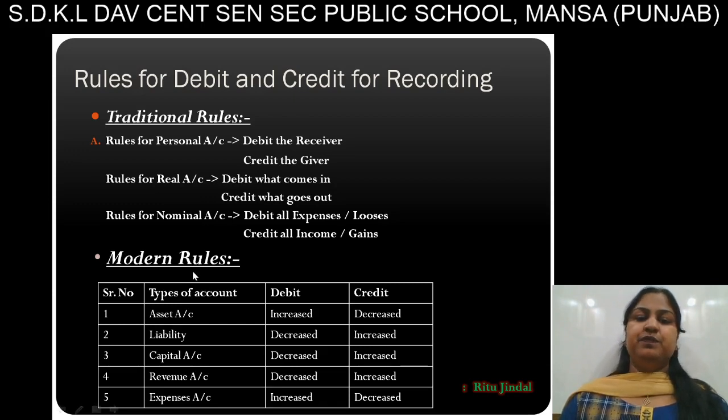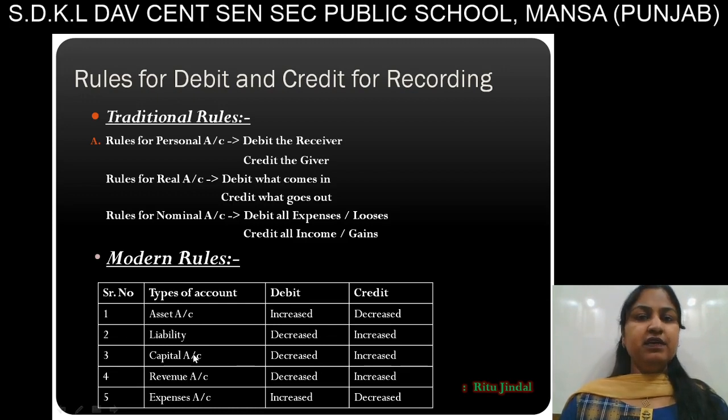Now modern rules. According to modern rules, if an asset increases, then the account should be debited, and if it decreases, the account of the asset will be credited. Liabilities. Liabilities will be debited with decrease and credited with increase. Capital. Same thing as the liability.